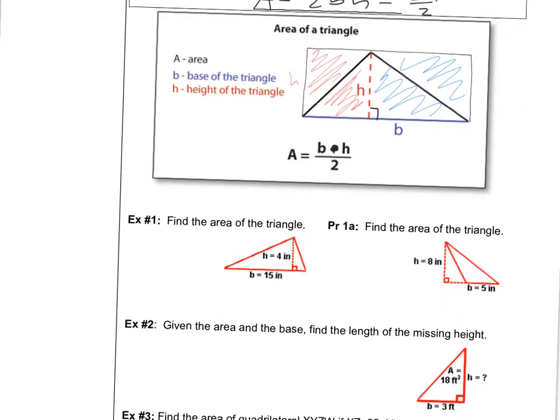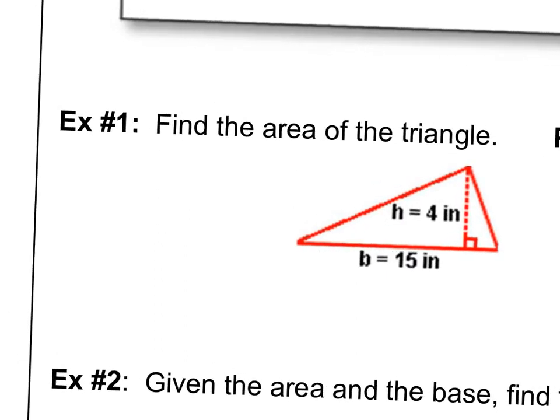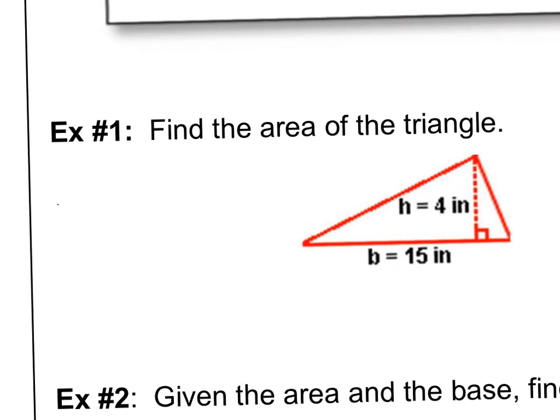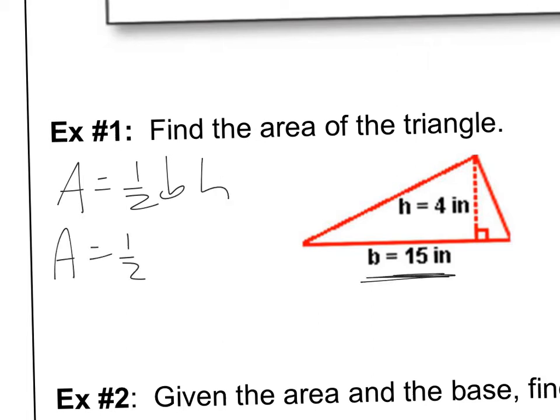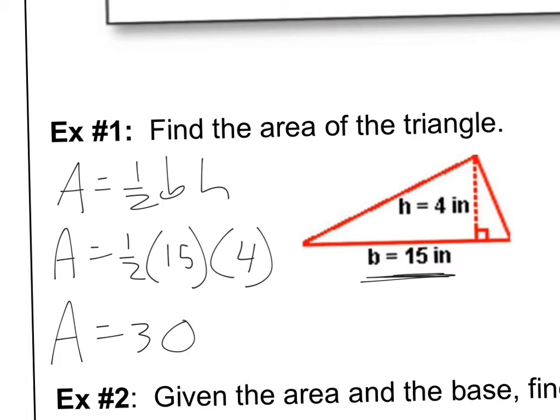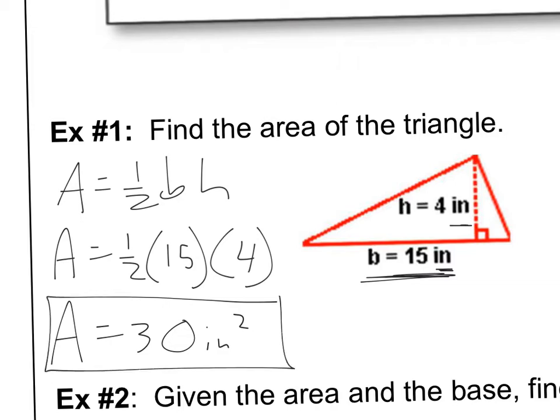Alright, so let's put this to use. Example 1, find the area of the triangle. Again, the formula is just 1/2 base times height. Let's plug it in. We got 1/2. The base here is the bottom, so 1/2 of 15 times the height of 4. Now for me, whenever I see a 1/2, I like to multiply by the even number first, because that's a little bit easier to do. So 1/2 of 4 is 2, and 2 times 15 is 30. So the area is 30, and since our units are in inches, our area units are inches squared.